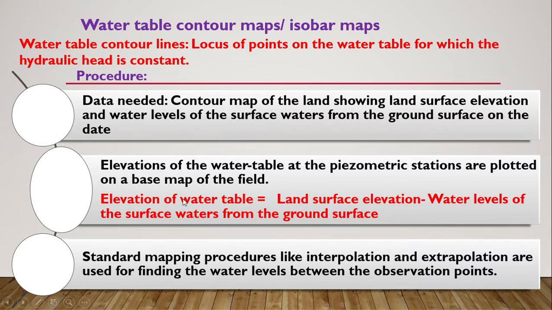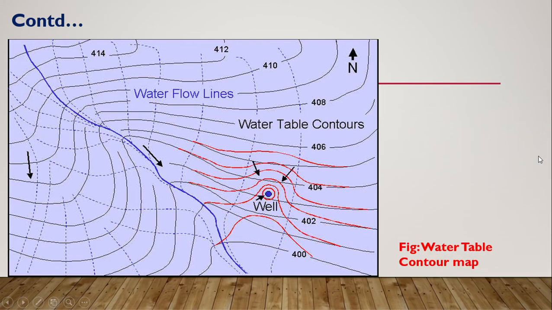Now we will draw this elevation of the water table in a map. For that we need a number of points. If we have 10 points, we have to interpolate them into a larger number of points, 100 points or 200 points. And after that we will draw it in the form of a graph.